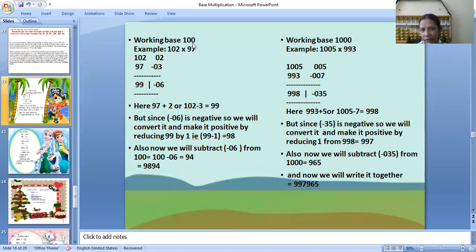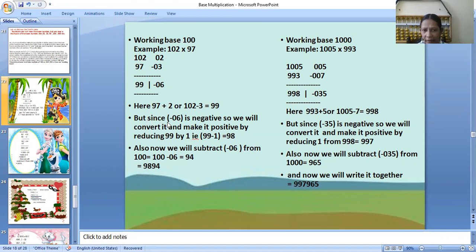And you know in 100 you have two zeros, so you have to put two digits. Like 0 is extra, but you have to put it here. Now what will you do? You will multiply 02 with minus 03. This minus is very important. So here you will get minus 06. Now what you have to do is 102 minus 03, or what you can do is 97 plus 02. So both will give you 99.